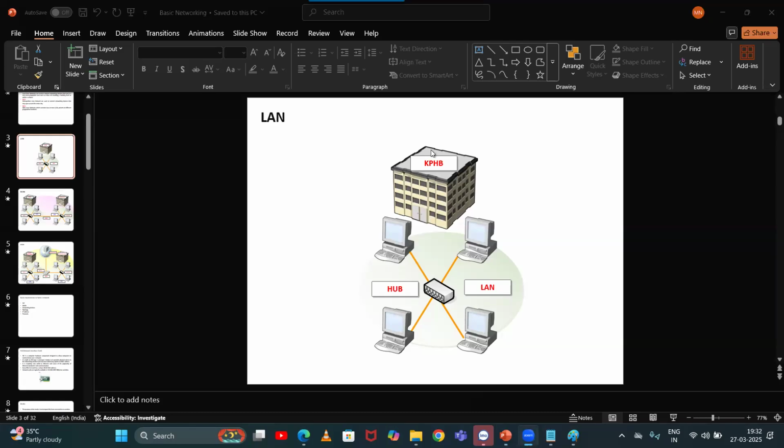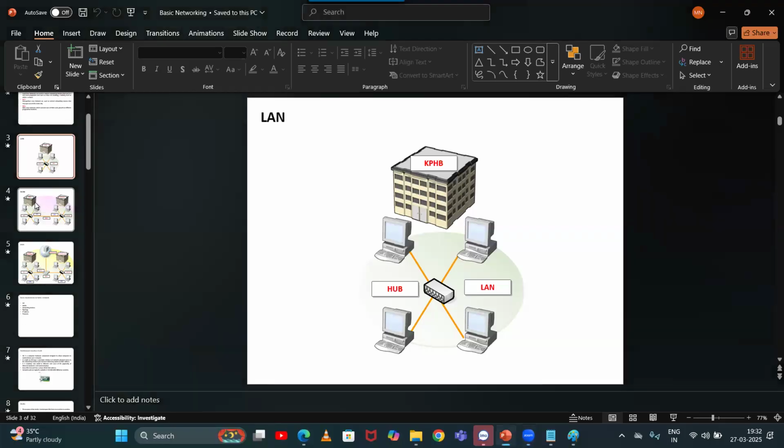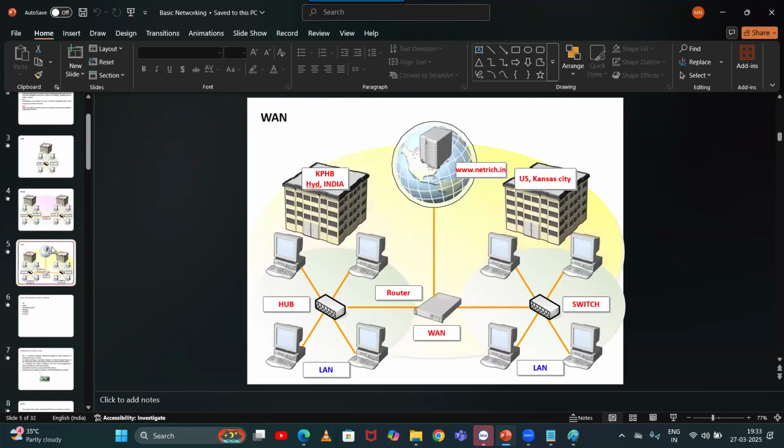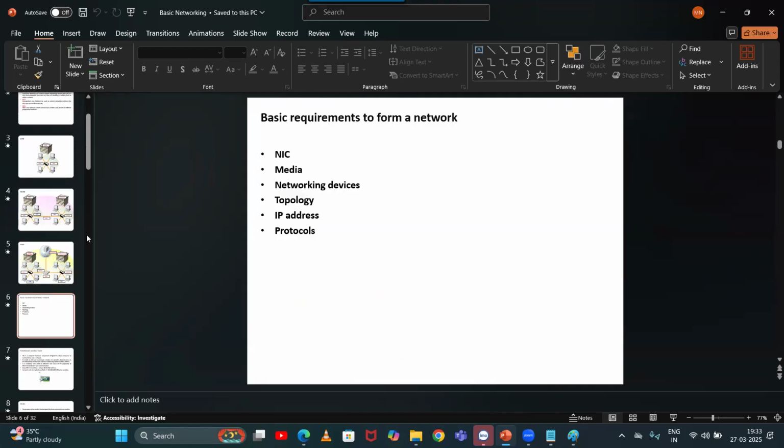So LAN means you have a building, and the PCs are communicating with each other. Now within the city, you have branches. One branch is in one location, one branch is in another location. Here you are using one LAN and here you are using one LAN for communication. When these two LANs, a group of LANs, are communicating with each other, we call that MAN, Metropolitan Area Network. Now, if you have branches in different geographical areas communicating with each other, that type of connectivity we call WAN.